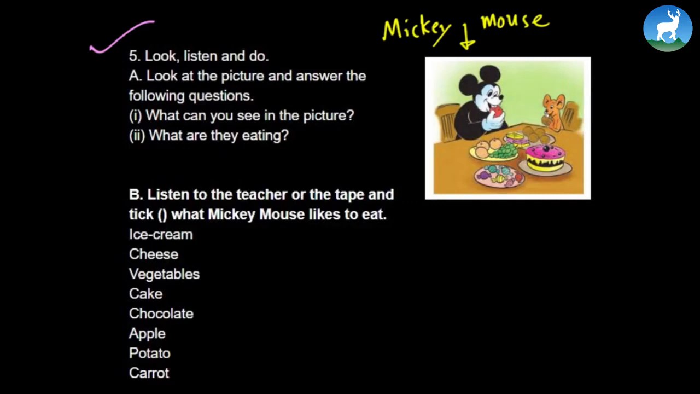Okay, now let's listen to the tape, or in this instance you're going to listen to me read the transcription and find out what Mickey Mouse likes to eat.